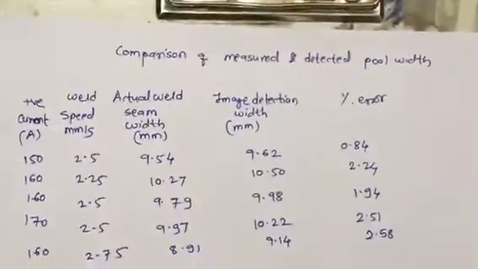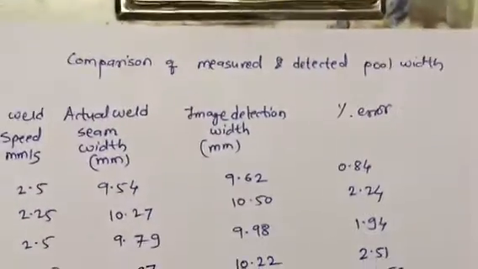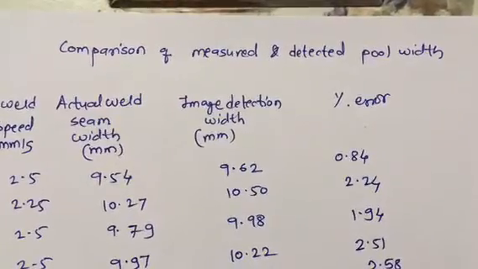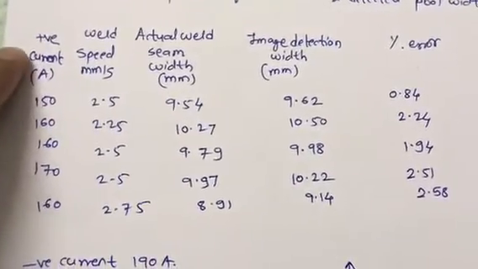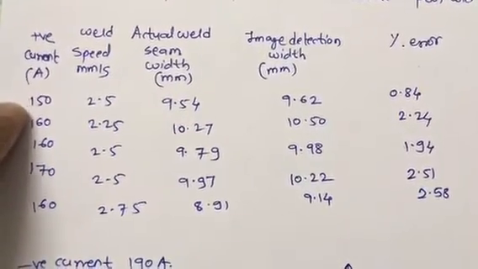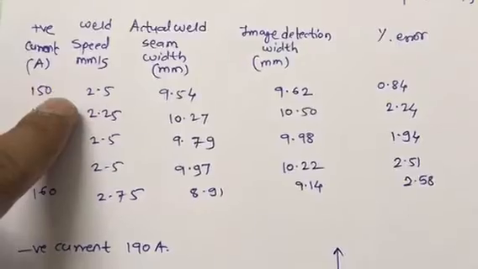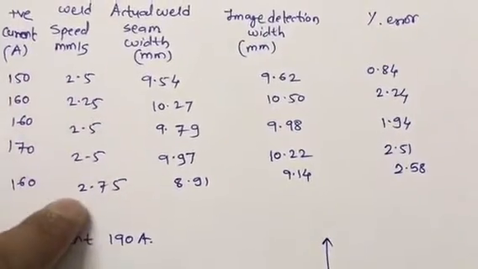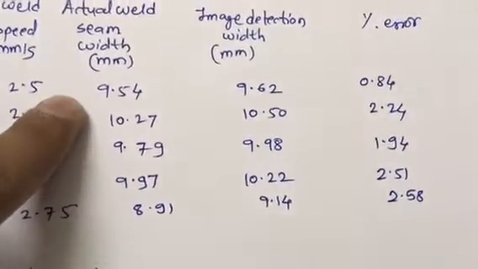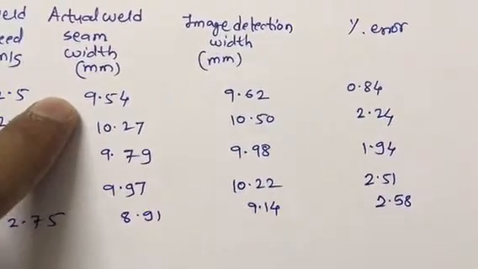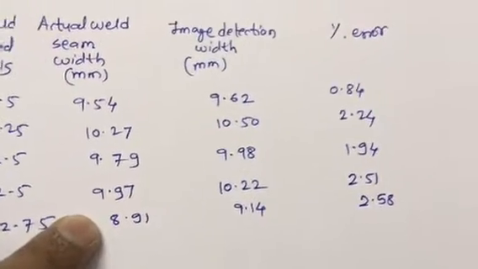Now let us move further from page number 3 to page number 4, that is the last page. Now this is the comparison of measured and detected pool width. This is important part. This is comparison of measured and detected pool width. So you will find that this is a table over there. The first column is a positive current in amperes, 150, 160 and so on up to 160. So there are a total of 5 readings. Then the weld speed is varying from 2.5 millimeters per second up to 2.75 millimeters per second. Now this is the actual weld seam width in millimeters. So this is 9.54 and up to 8.91, that is about 10 millimeters.